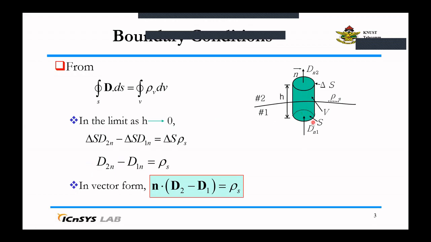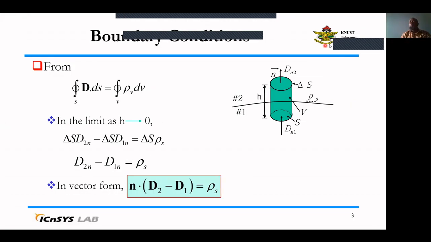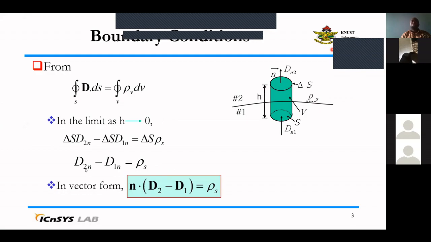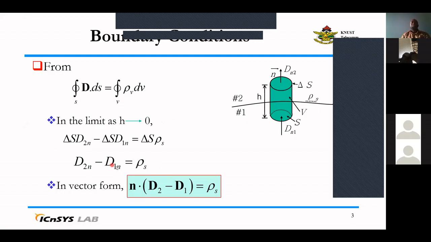So what this simply means is that the electric flux density is not continuous across the interface, and the amount of discontinuity is equal to the surface charge density, which is rho s here. Except in a situation where you have a charge-free interface, that is, there are no charges on the interface, then in that case, rho s will be 0, and then D2n will be equal to D1n. The normal component of the electric flux density in medium 2 will be the same as the normal component of the electric flux density in medium 1, in which case they are continuous.